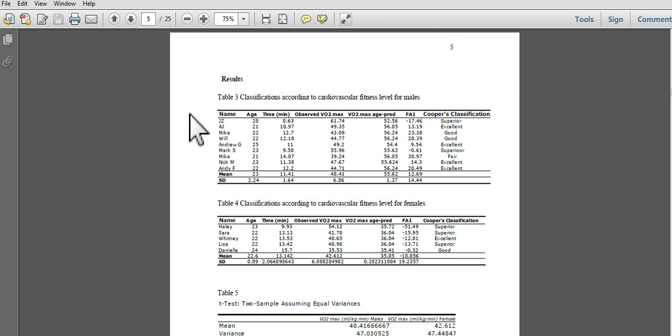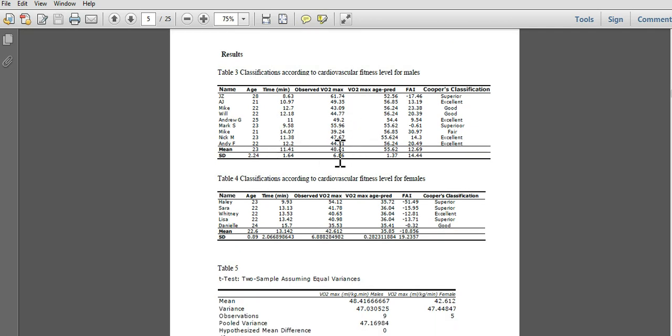Notice how the tables are formatted. You don't have to format them like this, but it's good to omit vertical lines. Make sure the vertical lines aren't in there. Other than that, color's cool. You can do different formats as long as it's easy to read, okay?